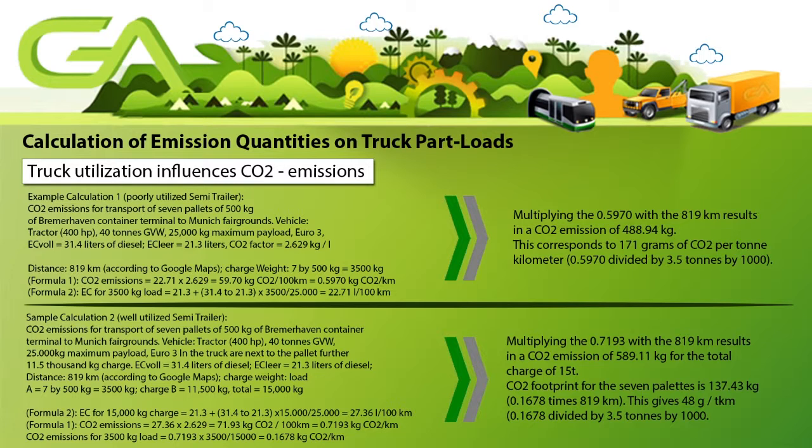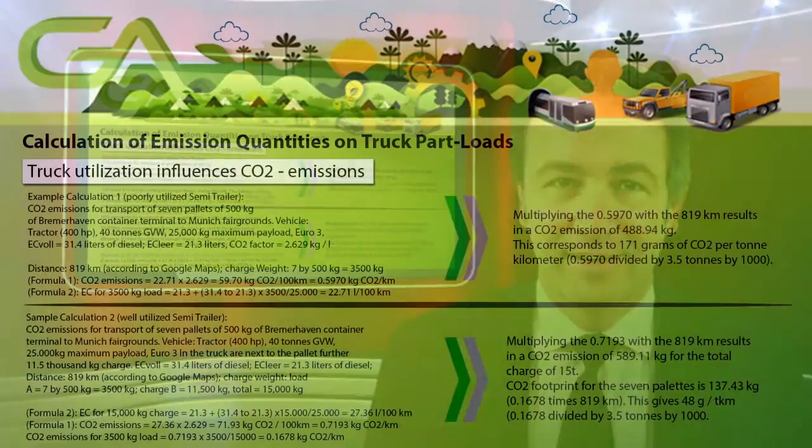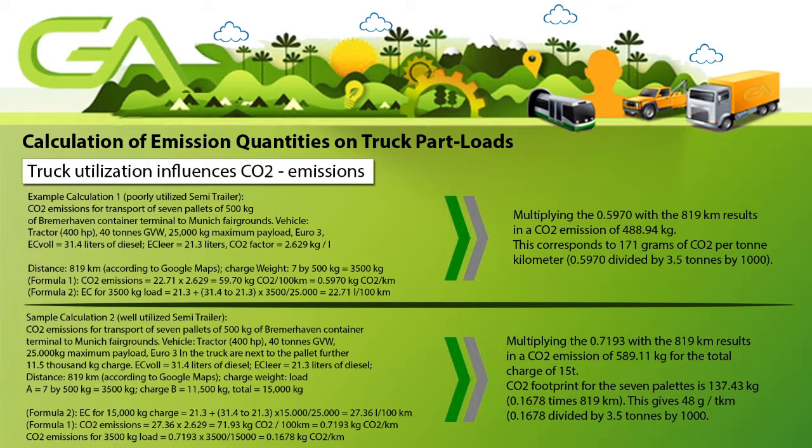Let's look quickly at the total amounts of these two examples. In the first example, multiplying the 0.5970 with the 819 kilometers gives us CO2 emissions of 488.94 kilograms. This corresponds to 171 grams of carbon dioxide per ton kilometer, 0.5970 divided by 3.5 tons by 1,000.